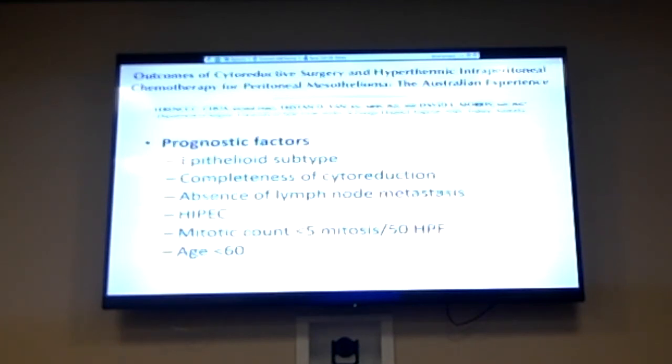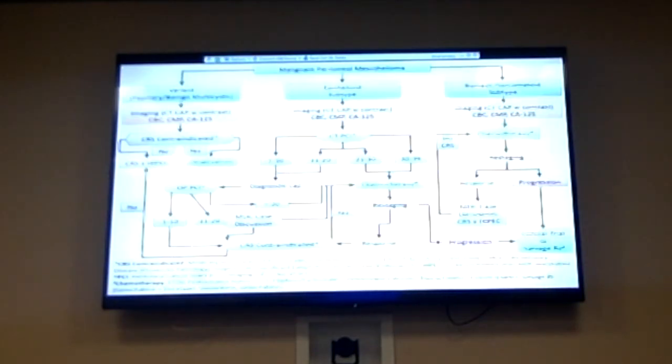This is another paper just showing the positive prognostic factors. These are from Australia. And then here's our algorithm for managing peritoneal mesothelioma. And really, it's just what we talked about already. It really depends on the subtype. If they're a really favorable subtype, you can move to cytoreduction and HIPEC. If they're a bad subtype, really just go to chemotherapy and see what the response is, and then consider later. And then the middle of the road subtype, it depends on the burden of disease, whether you proceed with HIPEC.